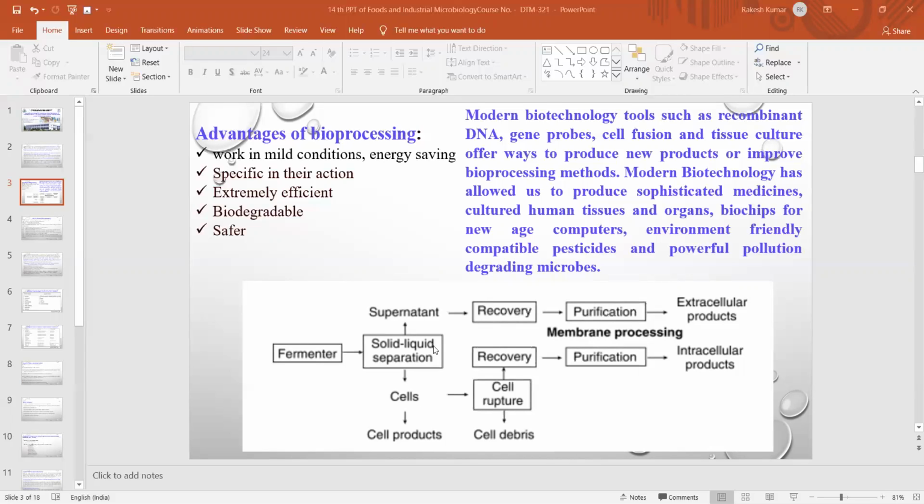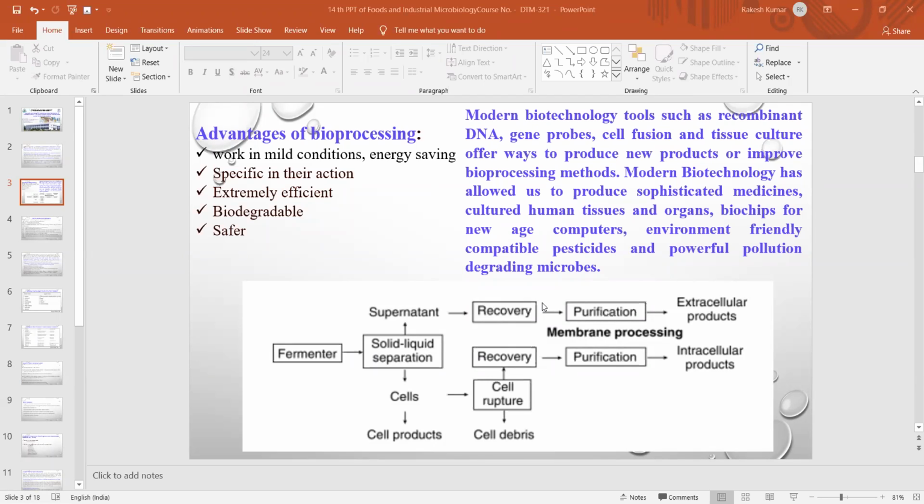And in some cases, supernatant will be extracted or taken out. Thereafter, the purification process will be done. And it has been observed that there are two types of product formed during bioprocessing. In one case, intracellular products are formed, and in another case, extracellular products are formed during the fermentation process. So the extraction, separation, or purification process for both is different, and you have to choose different methods in both cases.